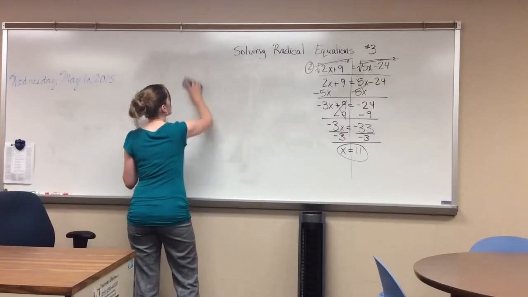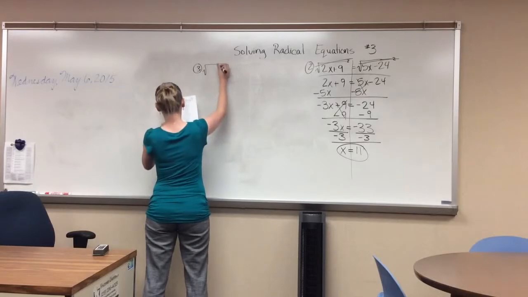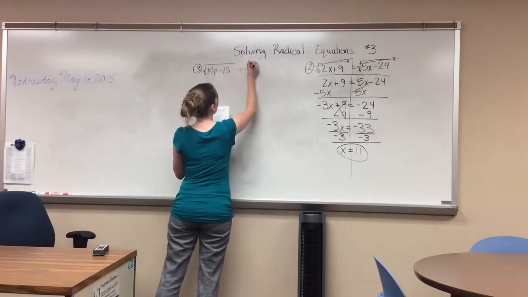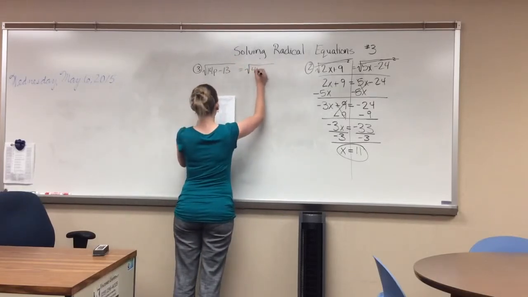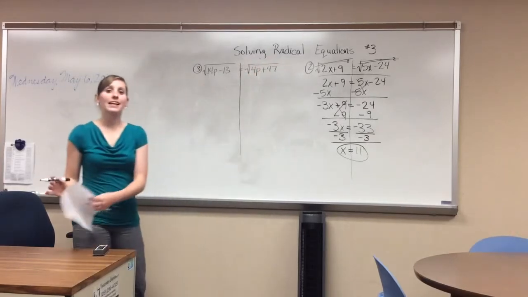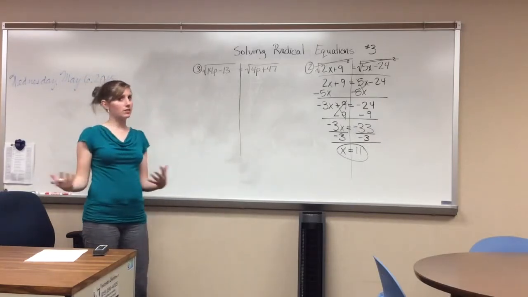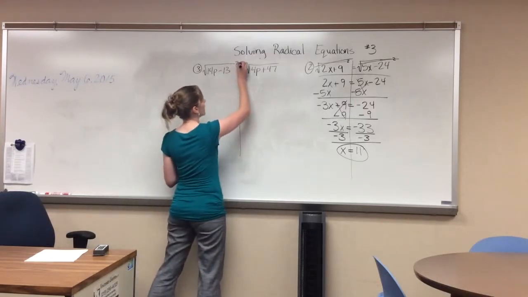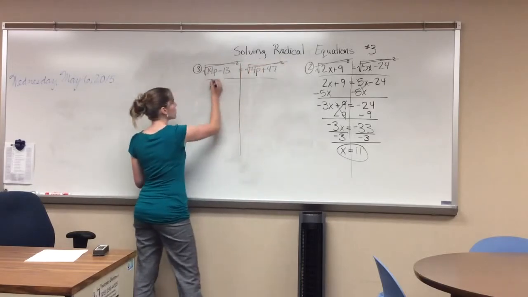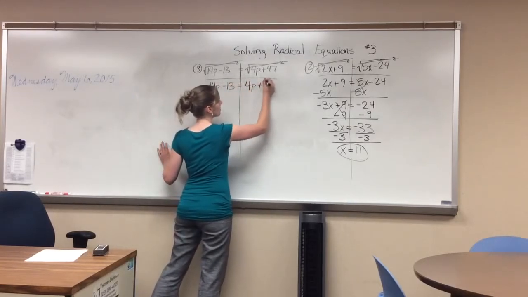Okay, the next one, number 3. We have the square root of 14p minus 13 equals the square root of 4p plus 47. Again, there's nothing outside of the square roots, so my first step is to cancel those square roots. I'm going to square both sides. Squares and square roots cancel. I get 14p minus 13 equals 4p plus 47.